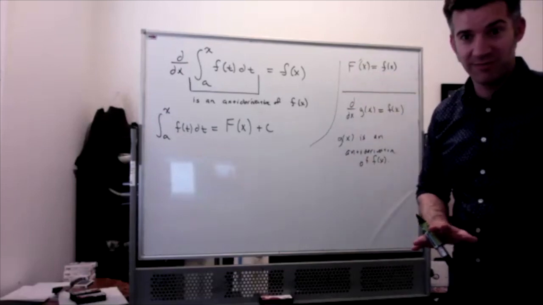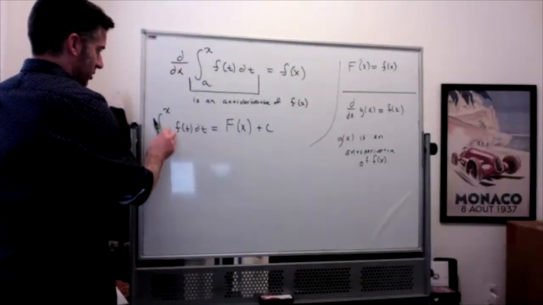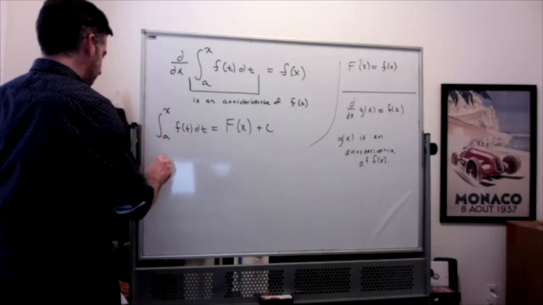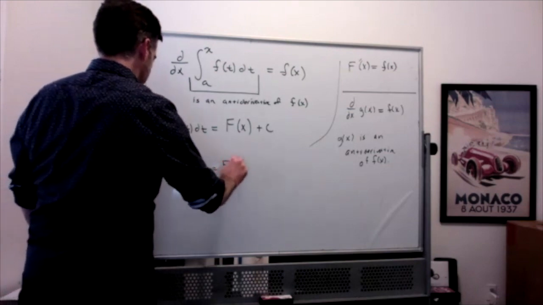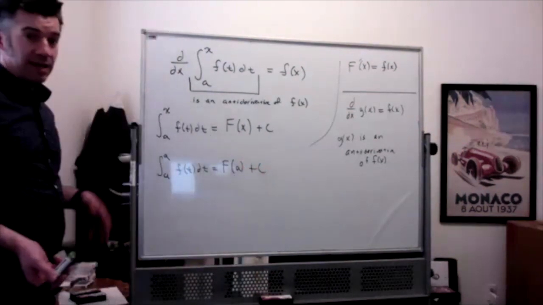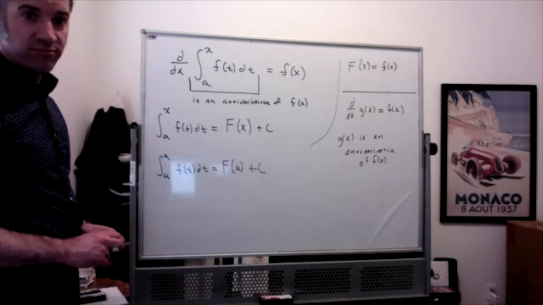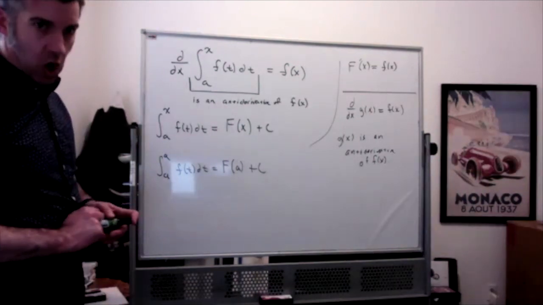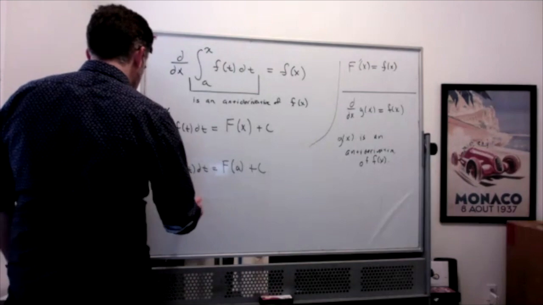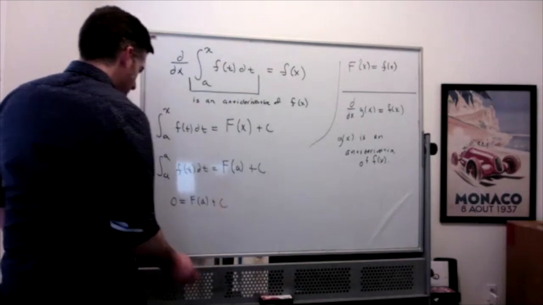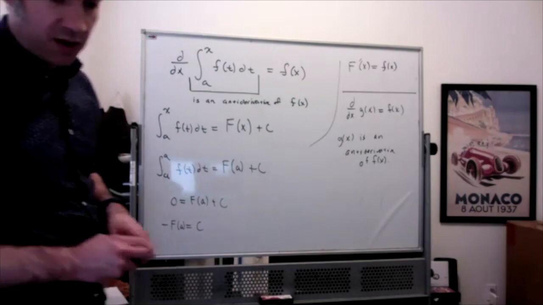All right, here's the slick part. Maybe we didn't talk about this yet. I'm just going to replace x with something very convenient. I'm going to replace x with a. So the integral from a to a of f of t dt equals capital F of a plus c. Can anybody tell me, what do you get when you do the integral from a to a? A big old 0, because we have no width. So that means 0 equals capital F of a plus c, which means c is equal to negative capital F of a. Great, we solved for the constant.